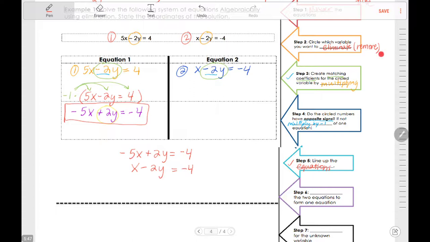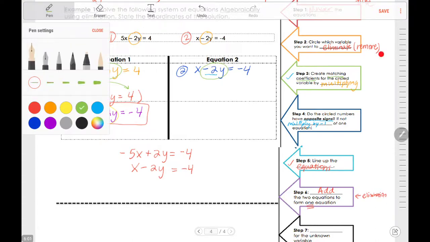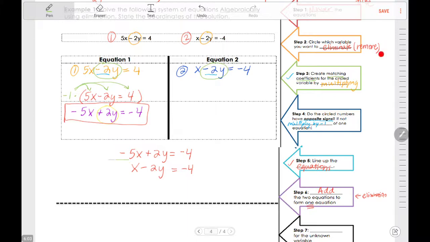Step 6 is to add the two equations to form one equation. What's happening here? This is the elimination step. You're going to see a variable being eliminated. So when I add these two equations, I'm taking everything and I'm adding them up.